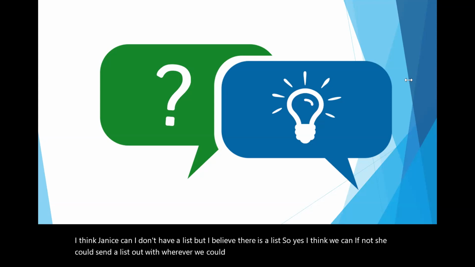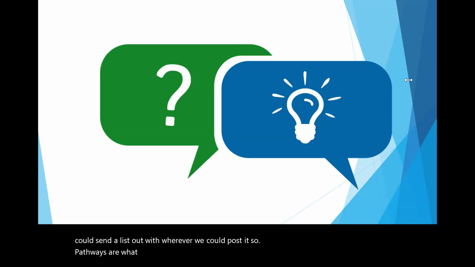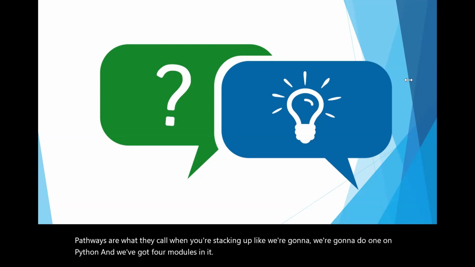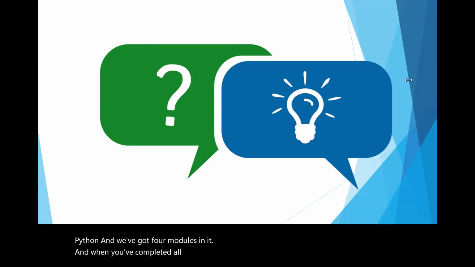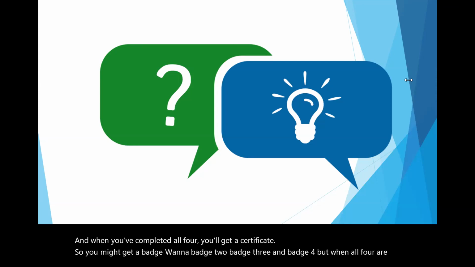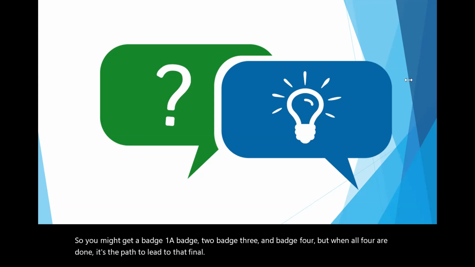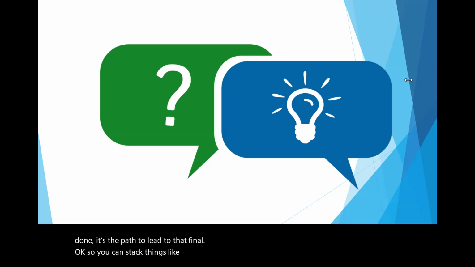Perfect. And Catherine had asked, what are pathways exactly? Pathways are what they call it when you're stacking. For example, we're going to do one on Python, and we've got 4 modules in it. When you've completed all 4, you'll get a certificate. So you might get badge 1, badge 2, badge 3, and badge 4, but when all 4 are done, it's the path that leads to that final award. So you can stack things like that, however you want, but it's things outside of one module.